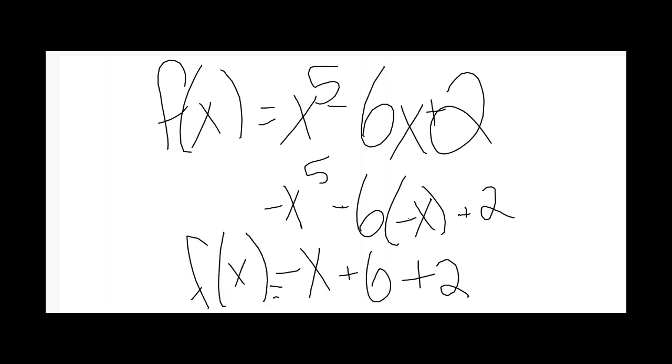Now let's look back. We can see that this is not anything similar to the original function. We see that these two signs, right? This was a positive, this was negative, have completely altered. Now this is a negative and now this is a positive. So therefore this is neither.